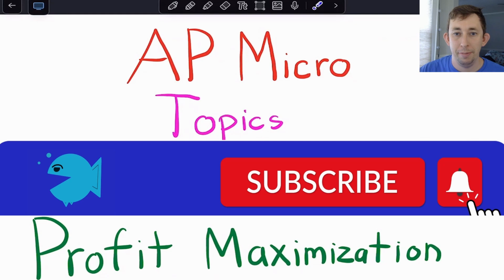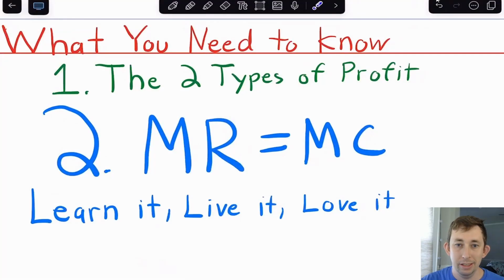Today I'm going to talk about profit maximization, which is topic 3.4 and 3.5. Now, profit maximization, there's only two things you need to know. The first thing is that there are two types of profit, and we'll go through that relatively quickly because I think that makes a lot of sense.